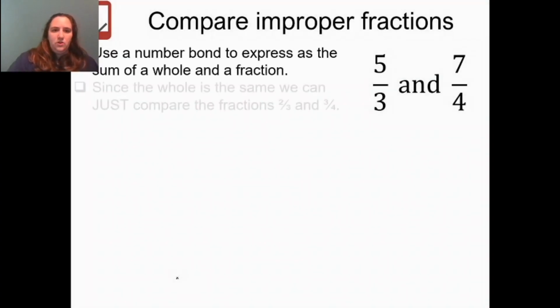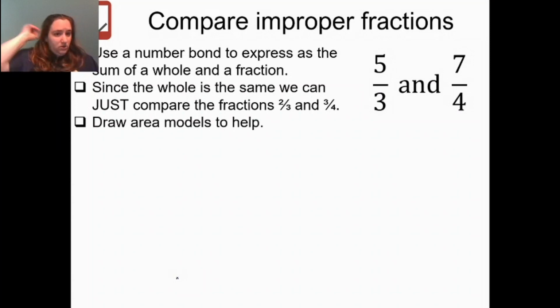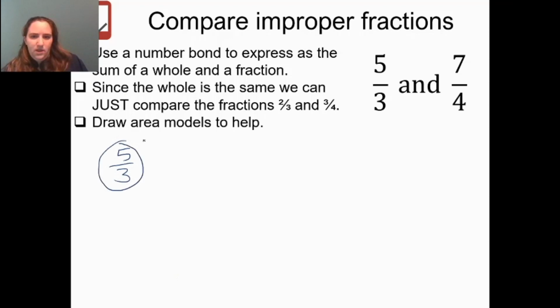Alright, so we are going to compare improper fractions. So it says, use a number bond to express as the sum of a whole and a fraction. So we're going to go ahead and do that for both numbers. So we have 5 thirds and we have 7 fourths. Alright, so we need 2 number bonds here. So we want to break these up into our whole and our parts.